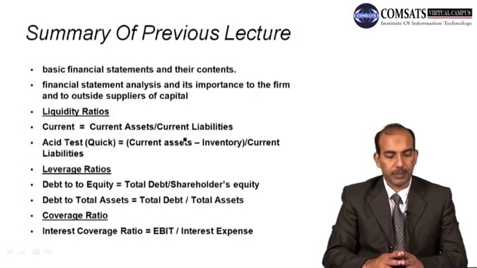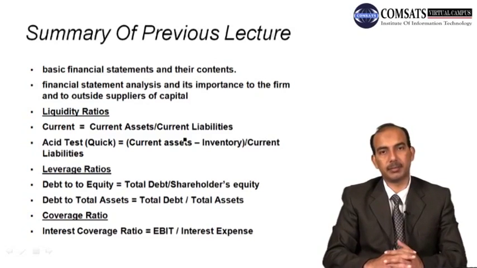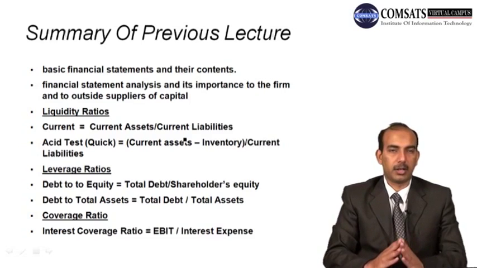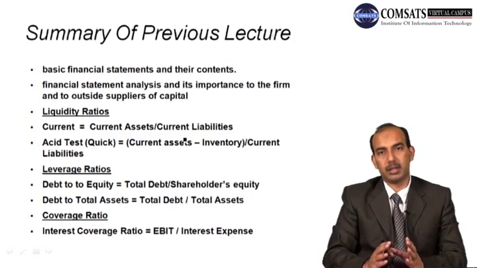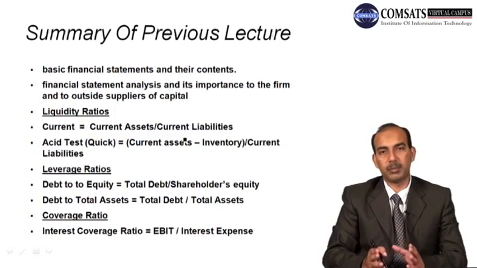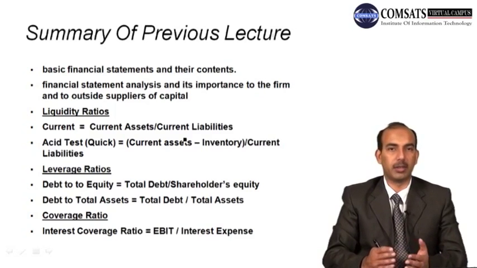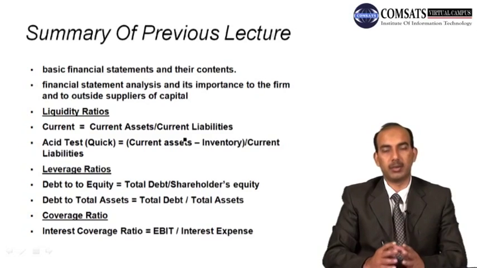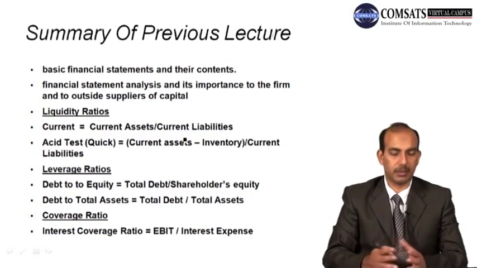And then we discussed financial statement analysis and its importance to the firm and the outside suppliers of capital. The main target of our chapter was to discuss the different financial statement ratios, which are actually a kind of test to judge the performance and the health of the firm, and the stakeholders for whom this type of information is important. There were definitely the management of the firm, the owners of the firm, whom we call stockholders, and the capital providers, suppliers, and everybody who is dealing with the firm.